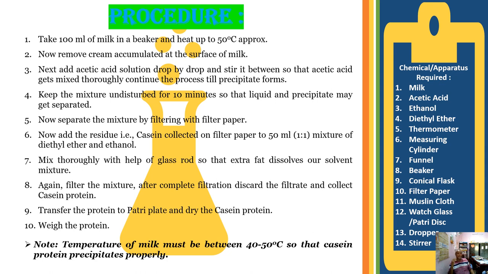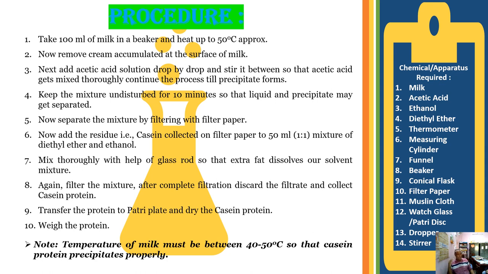Procedure: what is the methodology we have adopted in this experiment, that is isolation of casein from milk? We have chosen 10 procedures step by step so that the experiment may be done very easily. Number one is to take 100 ml of milk in a beaker and heat up to 50 degrees centigrade approx. Here we have taken two separate experiments, that is for Sudha milk and Mega milk. Now remove cream accumulated at the surface of milk.